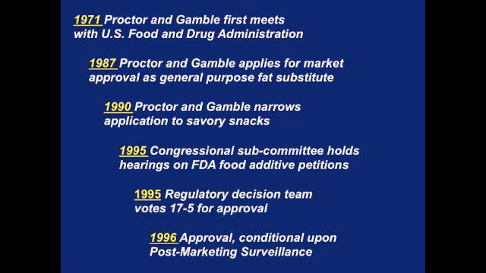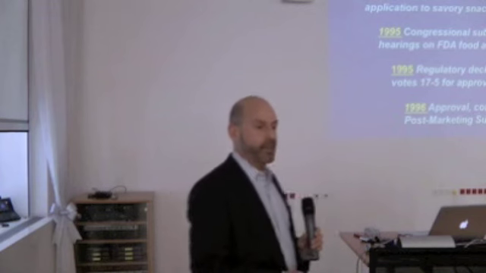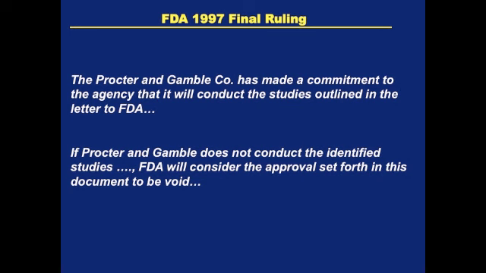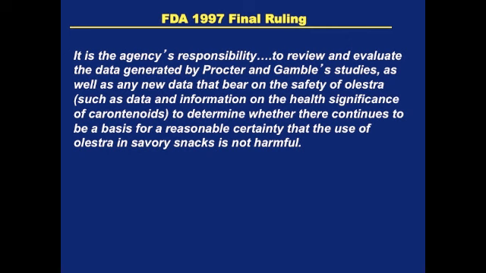So there was a special regulatory team set up at FDA that voted 17-5, and finally in 1996 it was approved, but conditional upon post-marketing surveillance. And I just take these words from the final 1997 FDA ruling because they're kind of interesting. Procter & Gamble has made a commitment to the agency that they will conduct the studies outlined in the letter to FDA, which we'll talk about in a minute. And if Procter & Gamble does not conduct the studies, FDA will consider the approval set forth in this document to be void. So if they didn't do the post-marketing surveillance within a 2-year timeline, it was going to be pulled from the market.